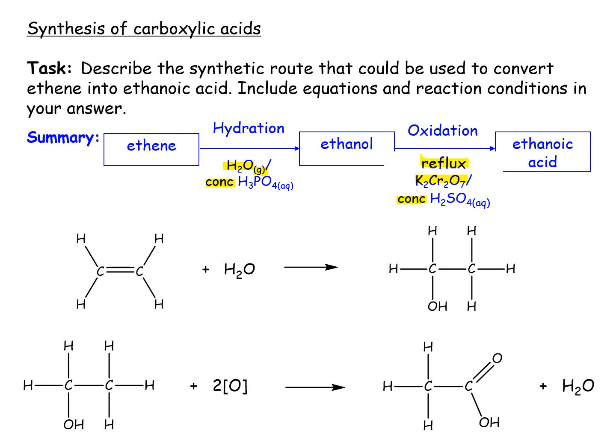So for every 1 mole of primary alcohol, we'll need 2 moles of the oxidizing agent. So we can see there that first O will have taken off the 2 hydrogens. So remember to put your water there on the right hand side to balance that equation. So we've done everything the question has asked us. We've described the synthetic route, we've included equations and reaction conditions, so we should get full marks for that.